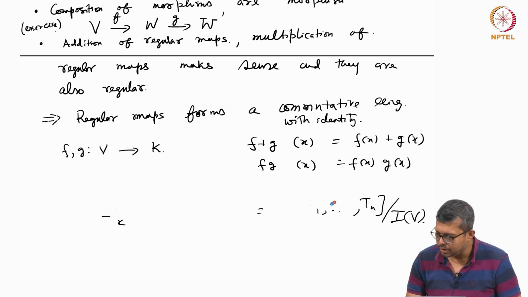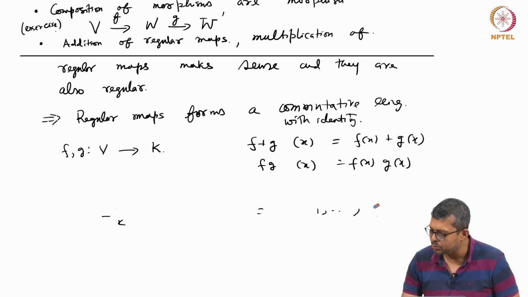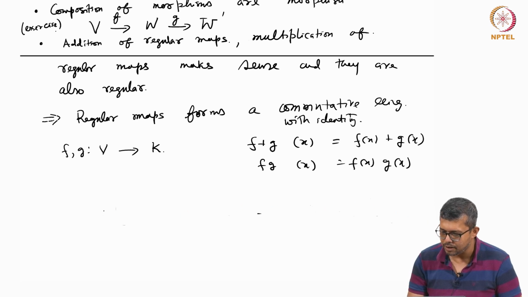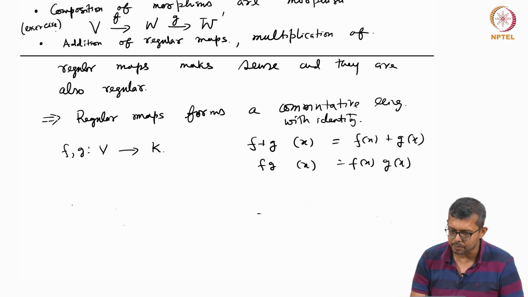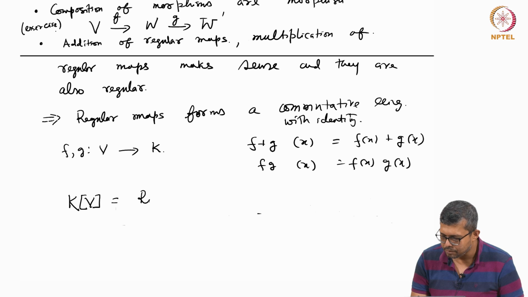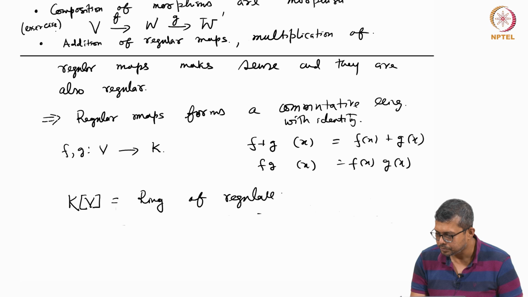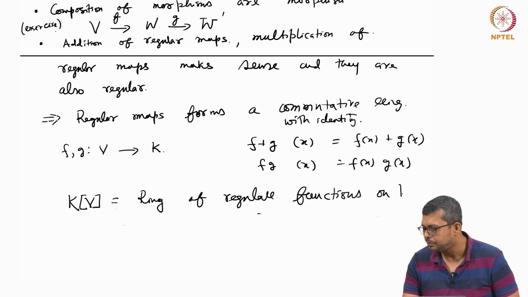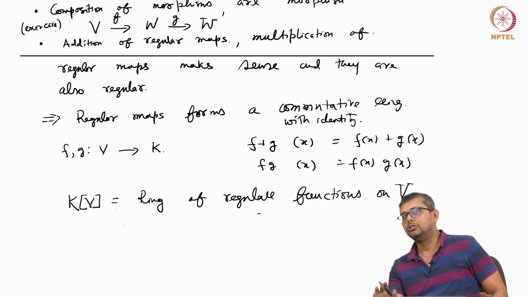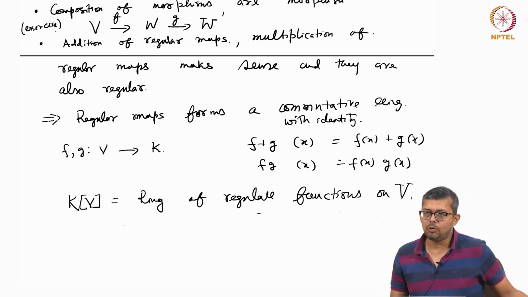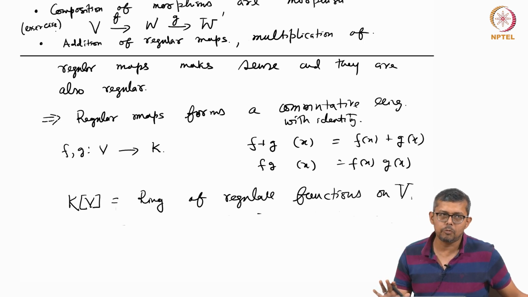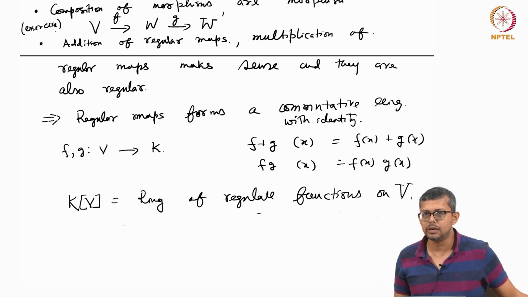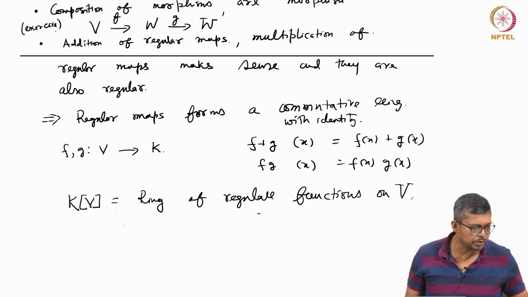So now I define K[V]. You should not mix this K[V] with the K[V] which I defined earlier, but they will all be isomorphic. So K[V] you define as the ring of regular functions on V. Assume everything is algebraically closed. With a non-algebraically closed field one can also define it, but for simplicity let us assume this, as we will use the Hilbert Nullstellensatz here and there.